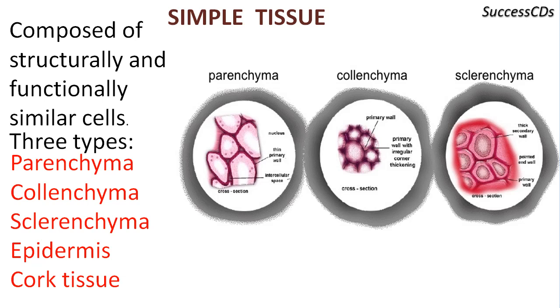Epidermis covers the entire body of the plant and is similar in structure to parenchyma. They protect the plant from injury and germs and sometimes water loss. Lastly, cork, a simple tissue which consists of dead cells with no intercellular spaces. They form the outer layer of old trees.